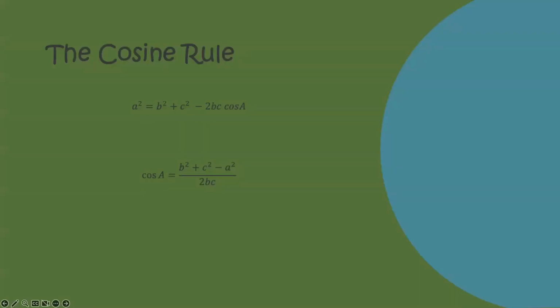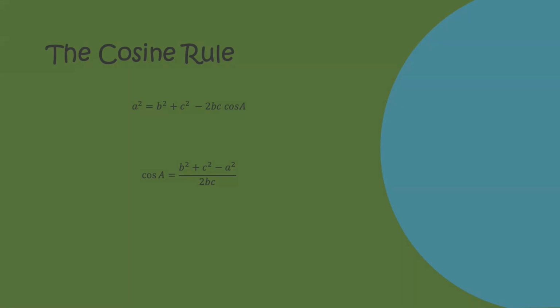So here we're looking at the cosine rule. And like the sine rule, it's an extension of the Pythagoras theorem and the trig ratios that we looked at. It extends to triangles that are non-right angled as well. And there's two formulas essentially.